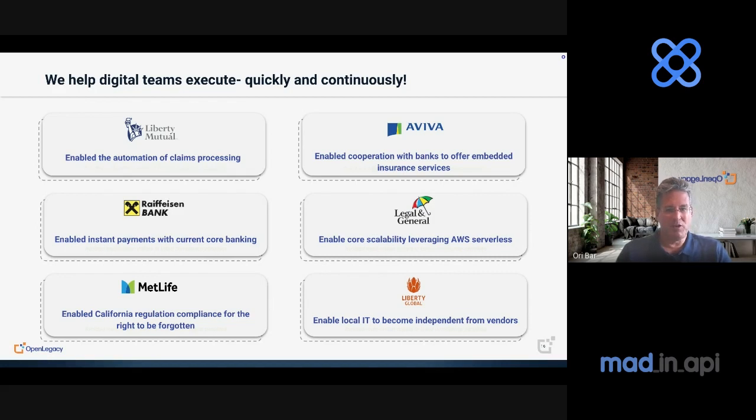And we have Liberty Global. They were very, very dependent on their vendor. So every time they wanted to develop an API, the processing time was between 2 to 8 weeks. And what they're doing now is hooking directly into their system and generating APIs automatically, cutting the vendor completely out of the loop and doing this within minutes and hours rather than weeks.